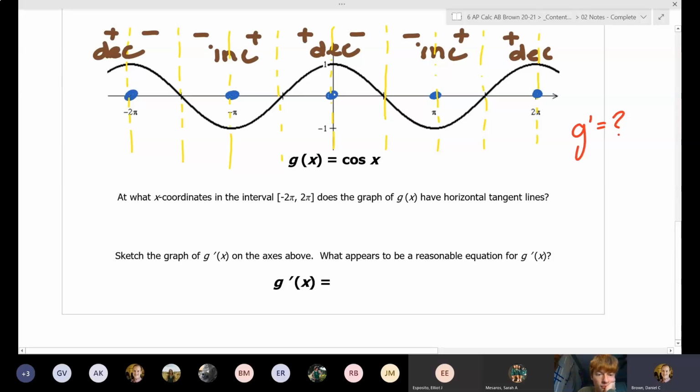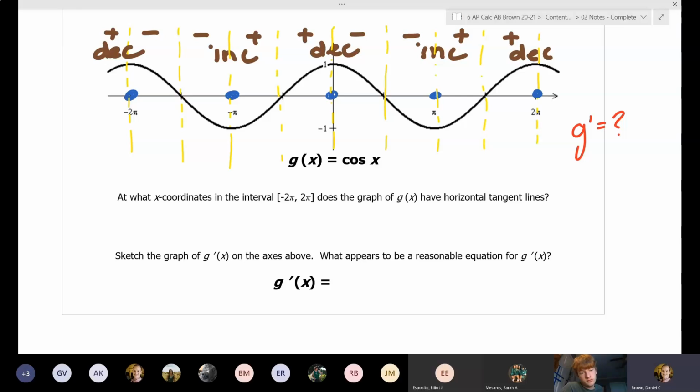So again, if this is the graph of cosine, if I want to graph its derivative, I first put where I see that I have horizontal tangent lines. And we have the horizontal tangent lines when the derivative is equal to 0. So I see that my function is concave down, and it goes from increasing to decreasing.